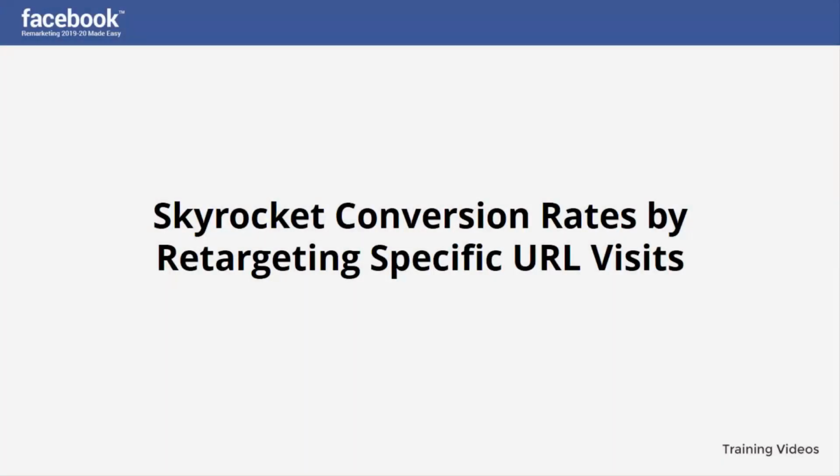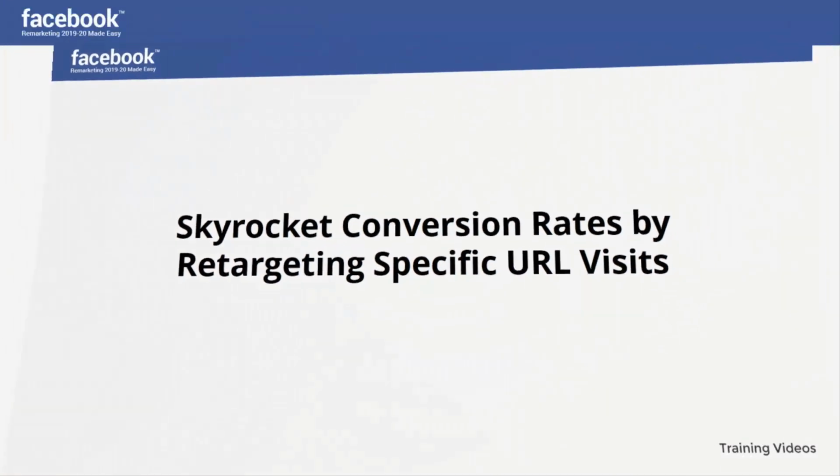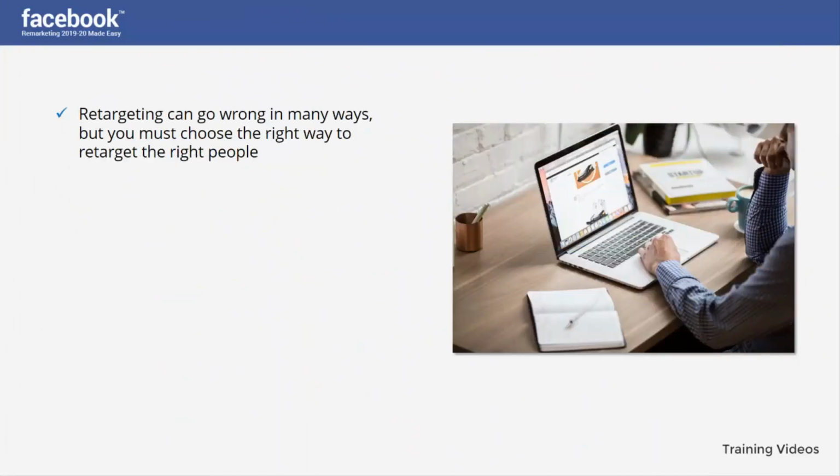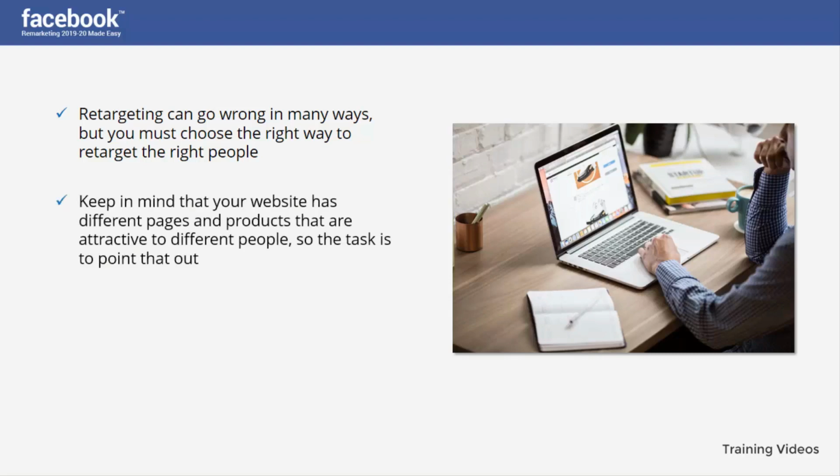Skyrocket conversion rates by retargeting specific URL visits. Retargeting can go wrong in many ways, but you must choose the right way to retarget the right people. Retailers usually retarget every visitor of their site with the same ad. This technique can help, but it's not the best idea. Keep in mind that your website has different pages and products that are attractive to different people, so the task is to point that out. Arrange the visitors with their preferred page or product and hit them with a matching ad. Show your audience the specific ads that will be more convincing for them.